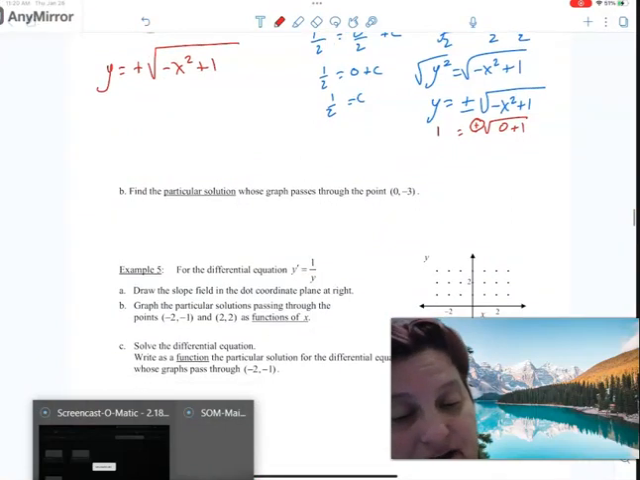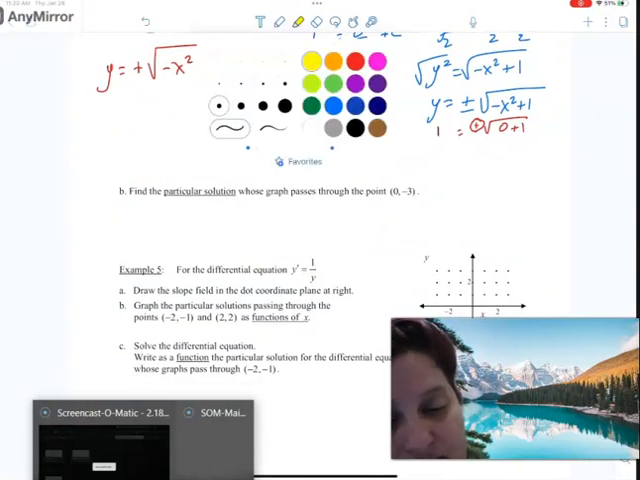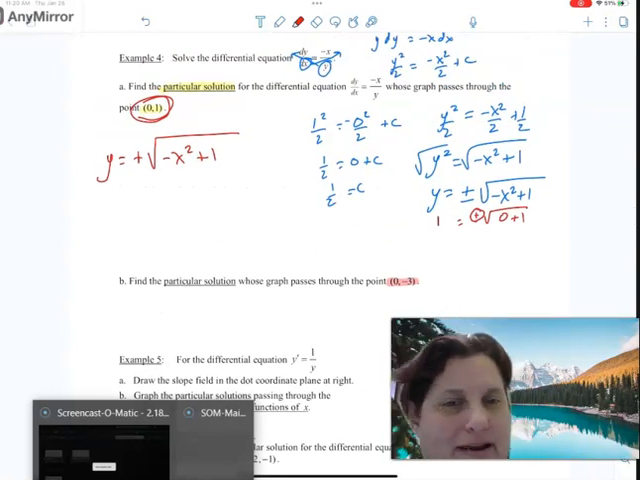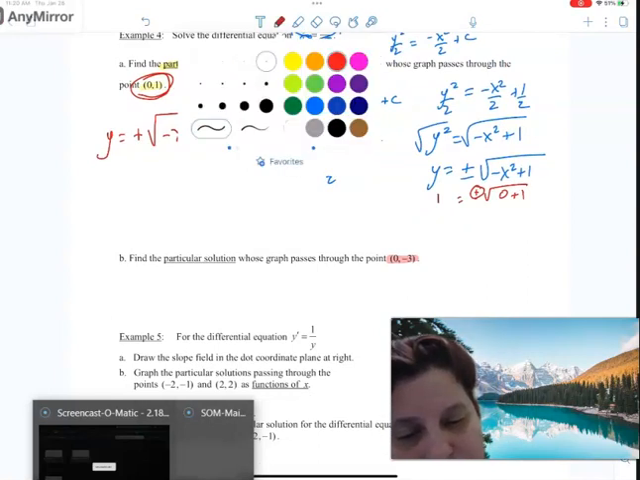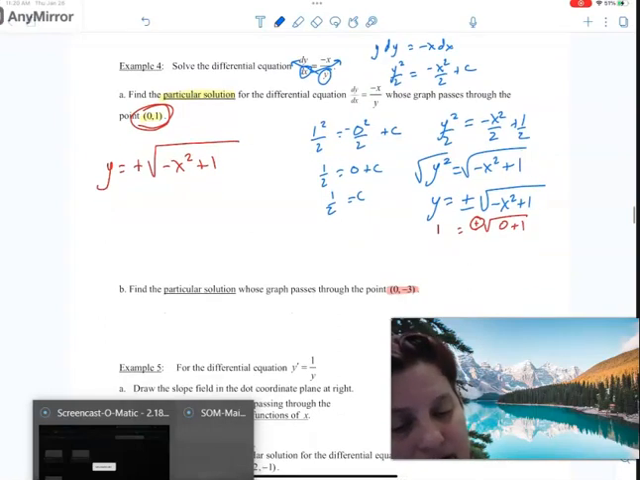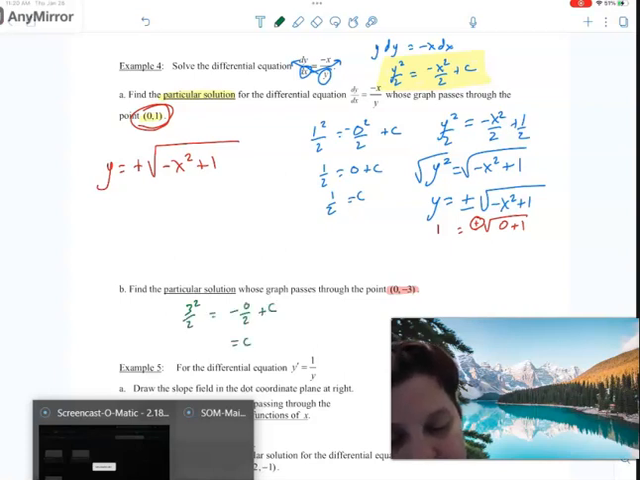All right, now check it out. Find the particular solution if it's through the point 0, negative 3. Okay, well, first of all, I was going to say, oh, let's just figure out what the sign is. I actually do have to redo all this. So the point 0, 3: if x is 0, y is 3. So, let me do it in a different color. 3 squared over 2 is negative 0 over 2 plus c. So this time c is 9/2, so that's the first thing that's different.